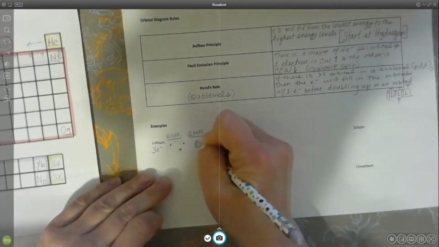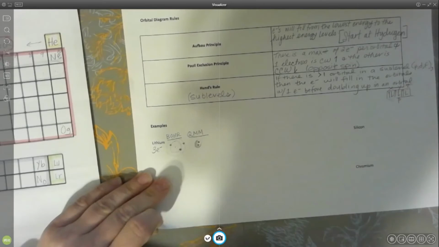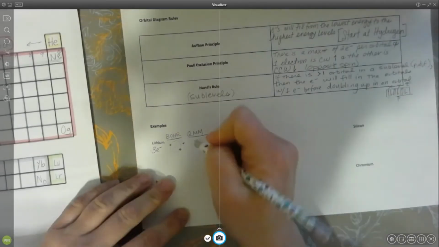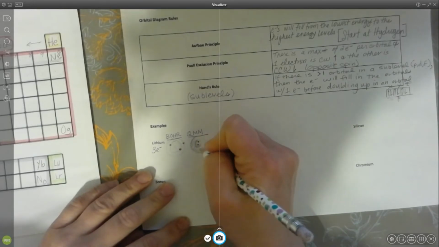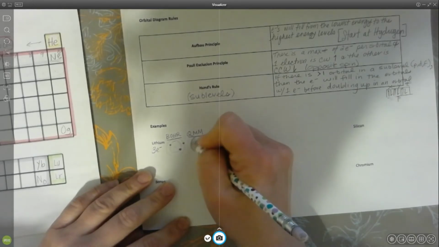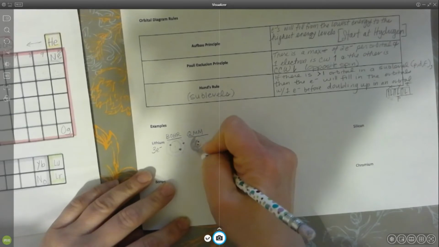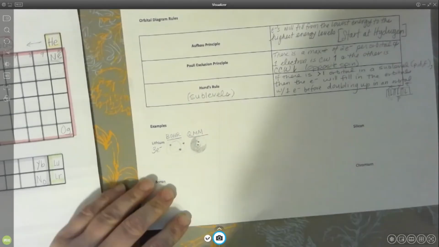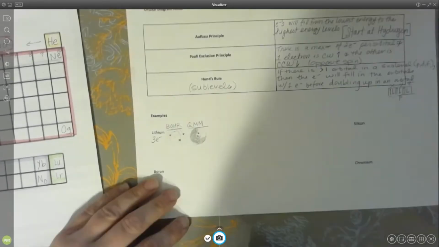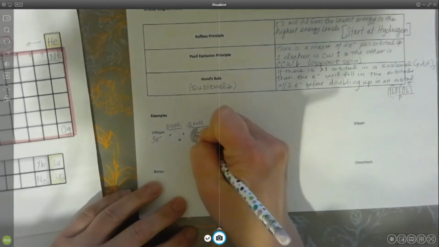And in that sphere, we could fit 2 electrons. Now, you guys, this is not so bad drawing this, although I'm a horrible artist, making these look like spheres. All of you artists, don't laugh at me, okay? I do know that there's better ways to do this. But that would have been the 1s.